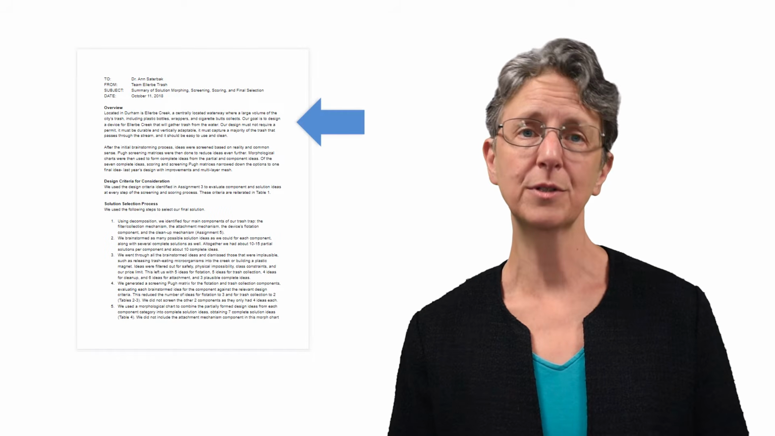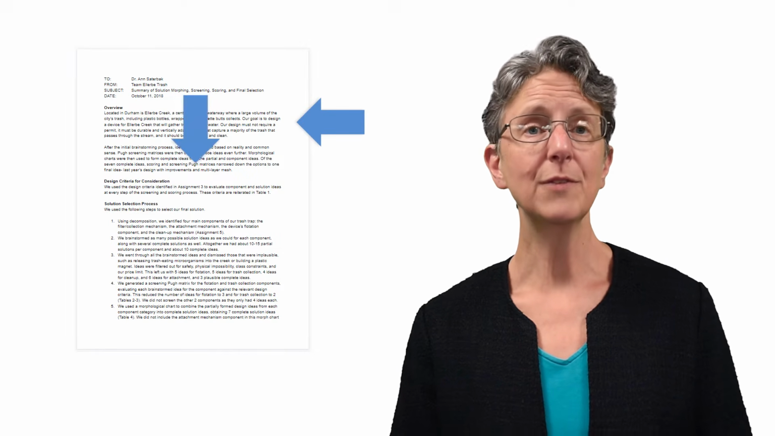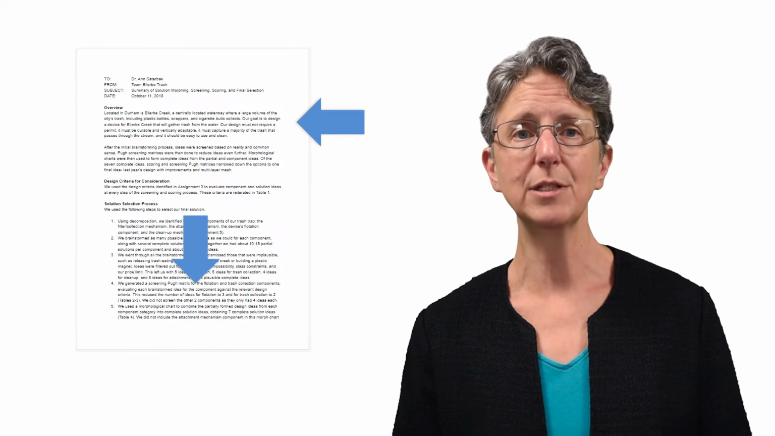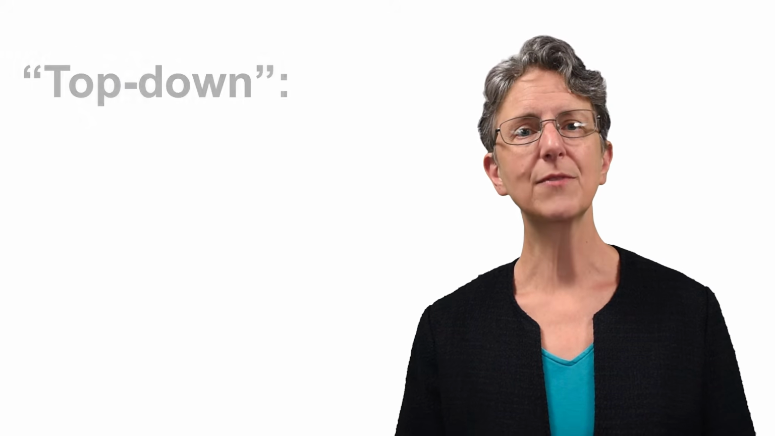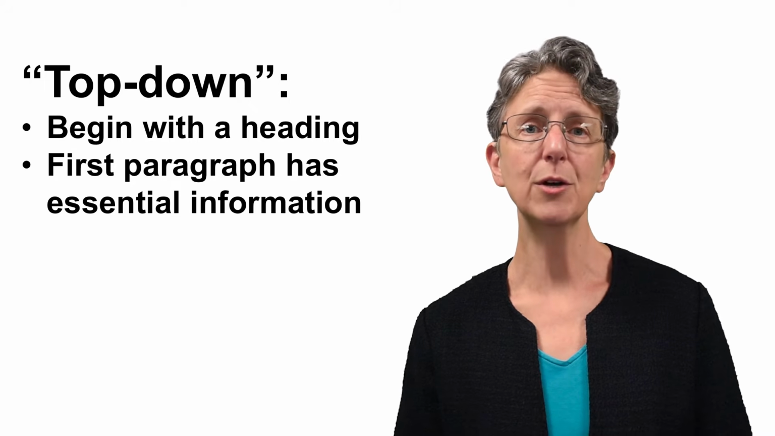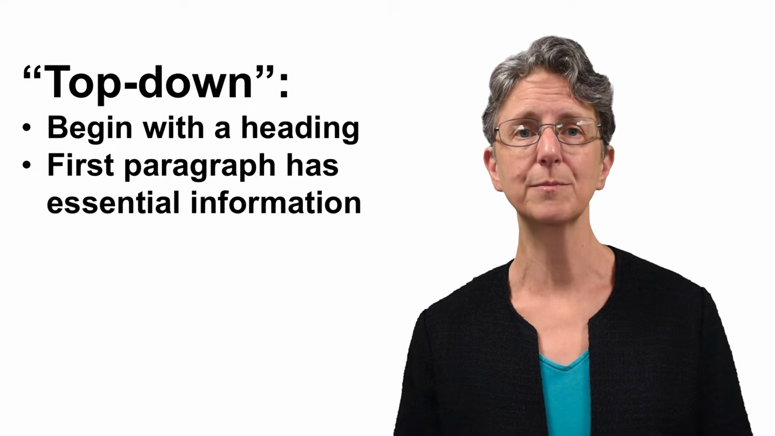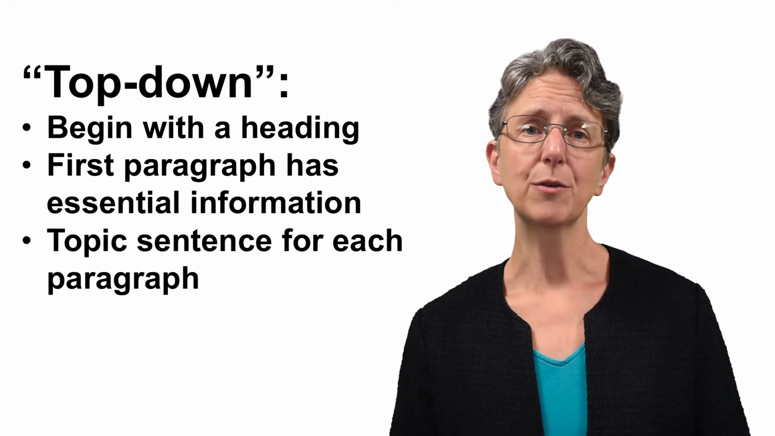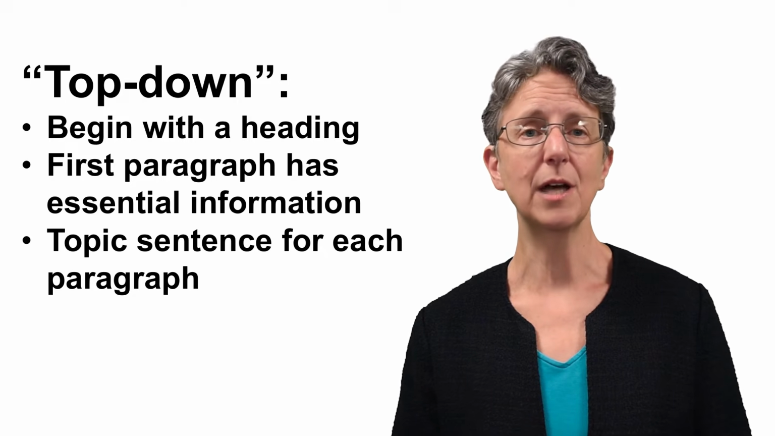Readers expect information in a memo to flow logically. They expect to find the most important information at the beginning, with information becoming less important as the memo continues. Some examples of this top-down organization include beginning the memo with headings and opening with a paragraph that includes the most essential information. Within paragraphs, this means beginning with a topic sentence.